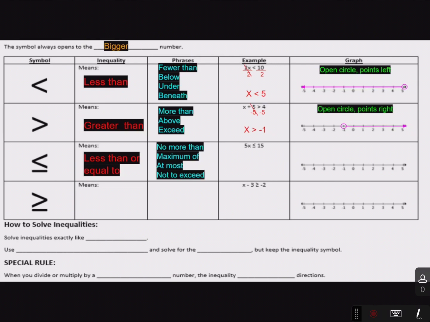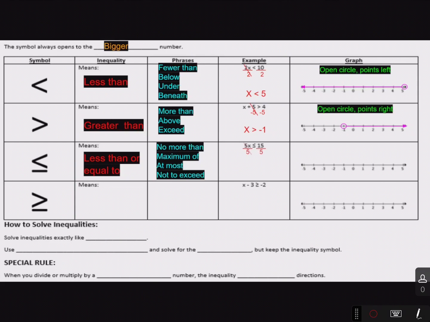Let's take a look at that example for this one. We have 5x is less than or equal to 15. So in order to solve this, we see that the 5 and the x are touching, and whenever a number and a variable are touching, that means that they're multiplying. In order to get rid of that 5, we're going to have to do the inverse or the opposite, which means to divide. So we're going to divide both sides by 5.